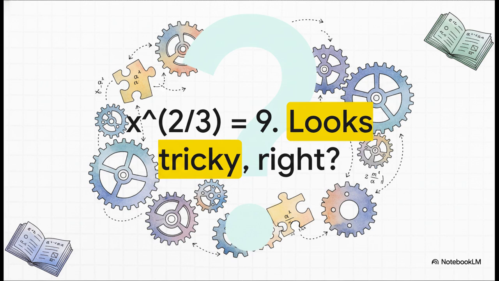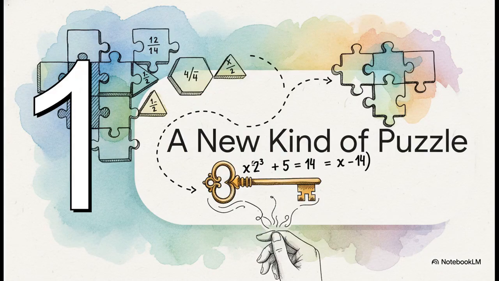So take a look at this equation right here. x to the power of 2/3 equals 9. Now, if that little fraction up there makes your brain pause for a second, you are definitely not alone. But here's the thing. Think of it less like a tough problem and more like a fun little puzzle we're about to crack together.